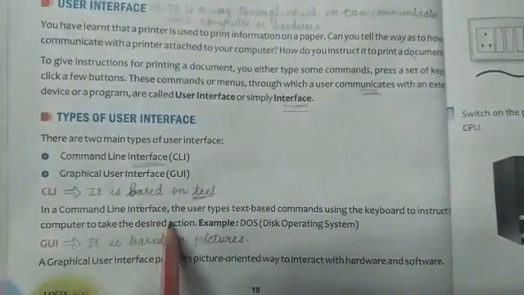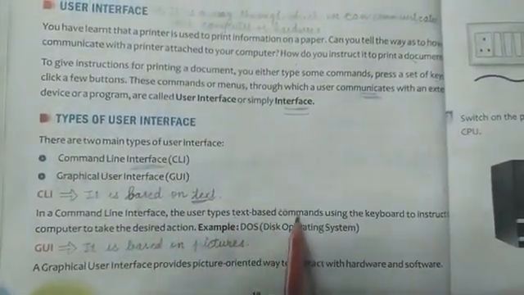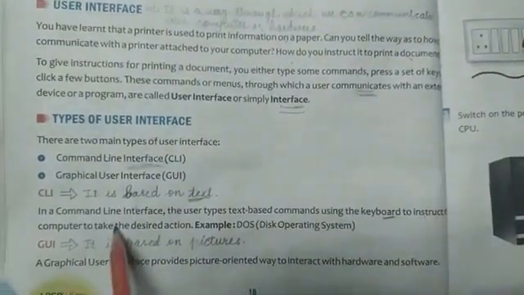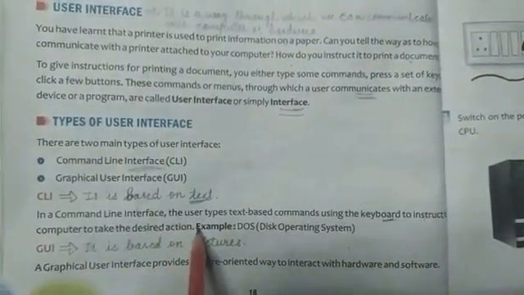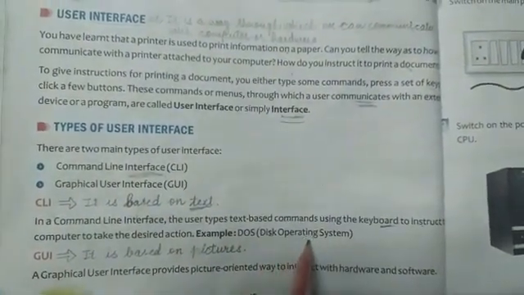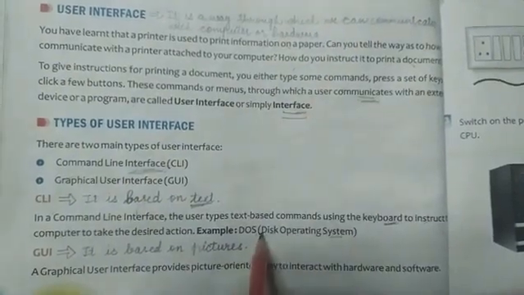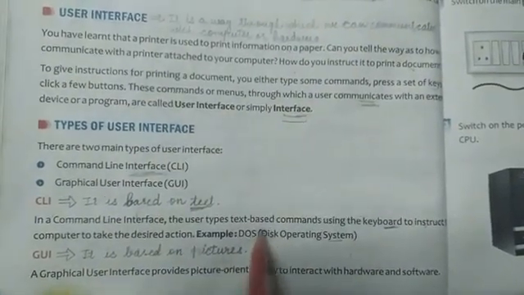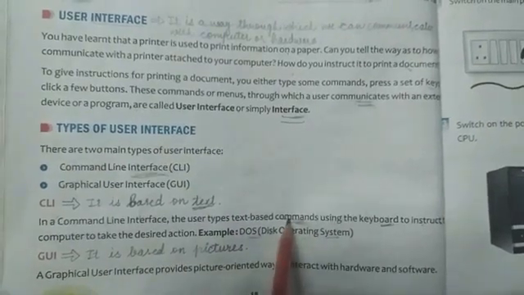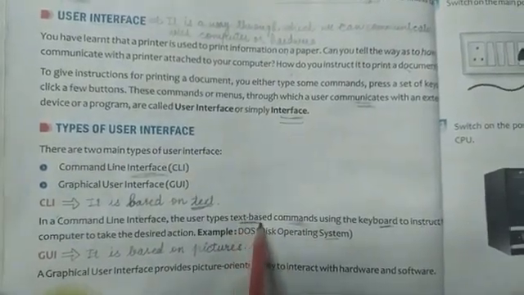In a command line interface, the user types text based commands using the keyboard to instruct a computer to take the desired action. What is the example of CLI? DOS, that is Disk Operating System. In DOS, if we wanted to give any command or instruction, we gave it in text form.